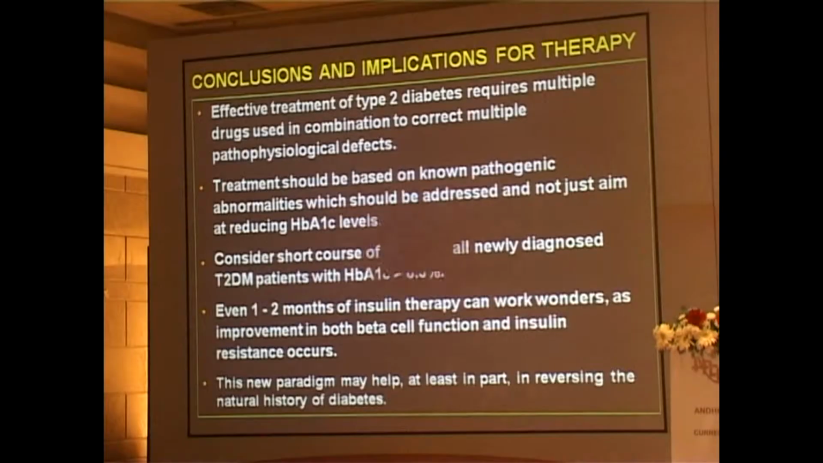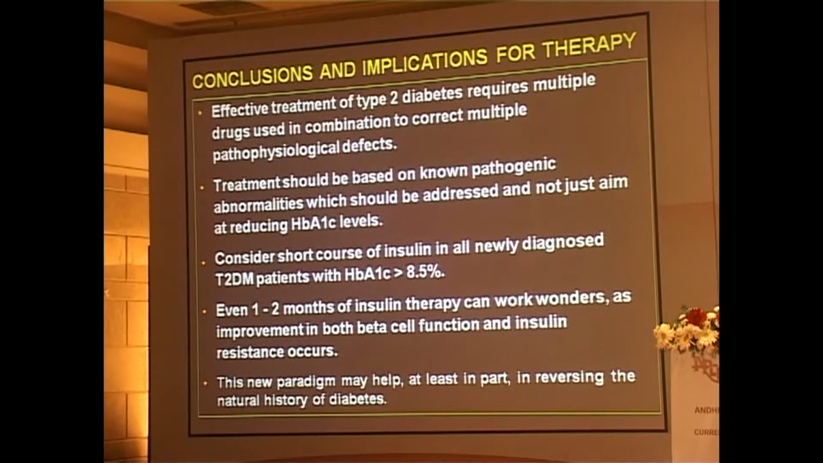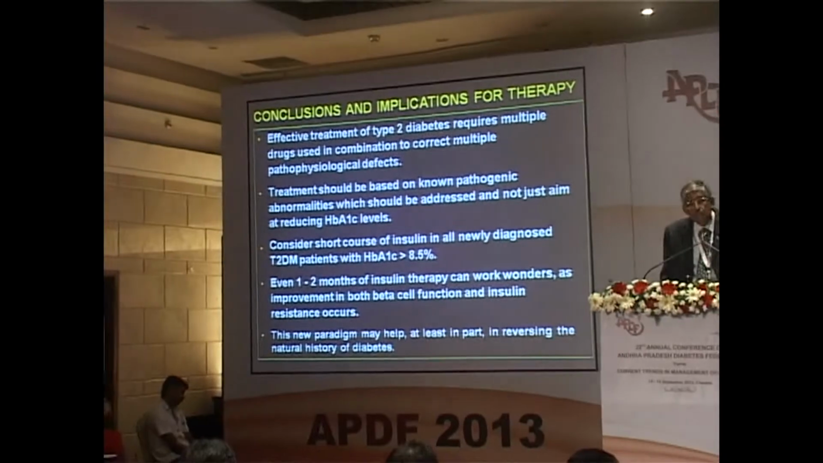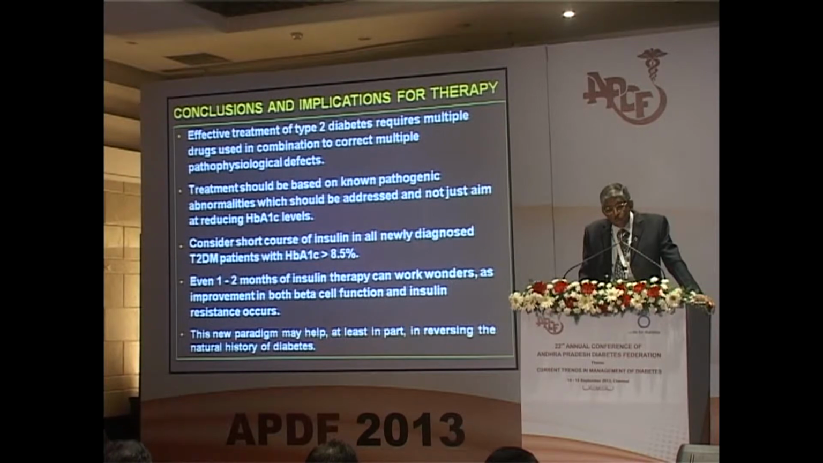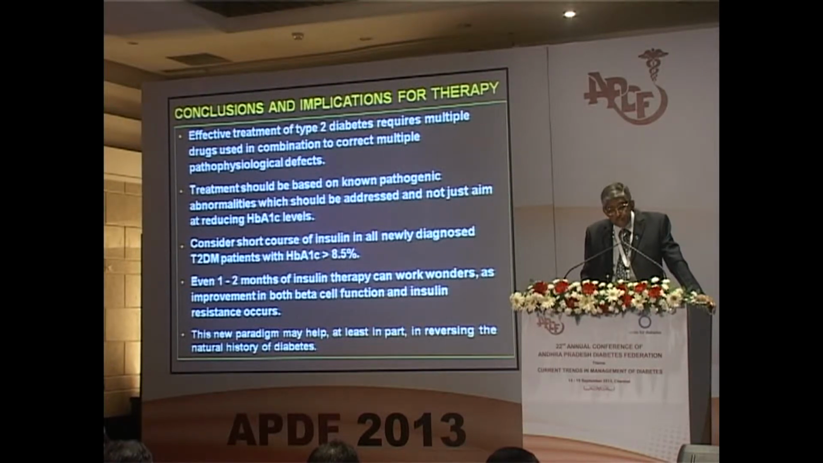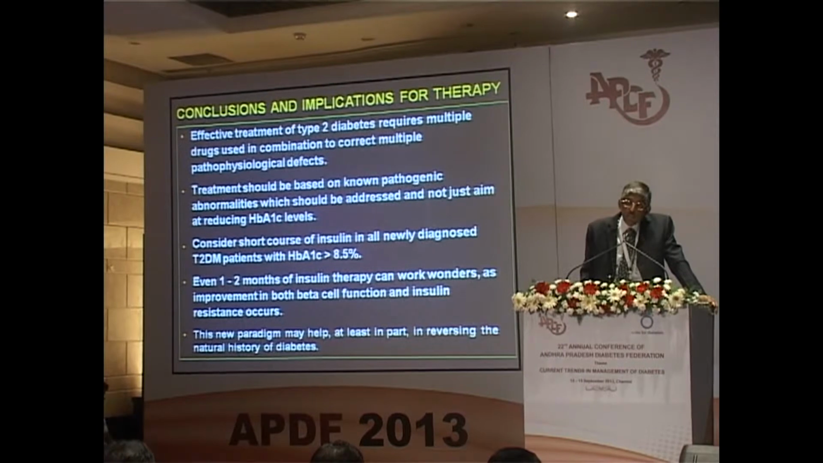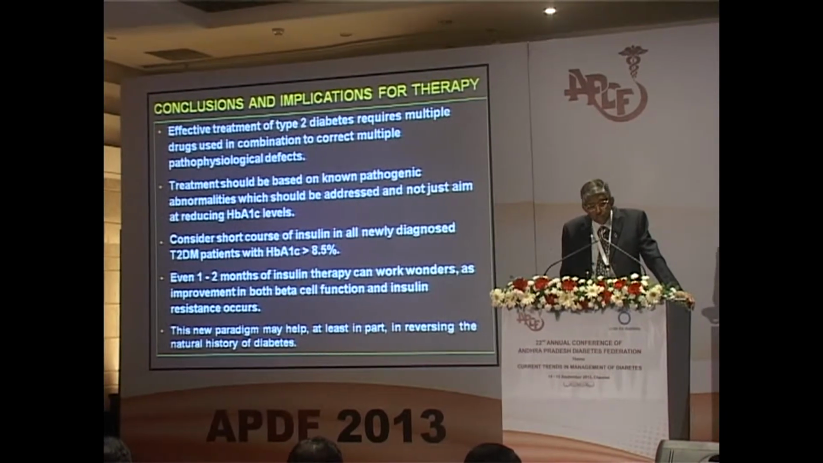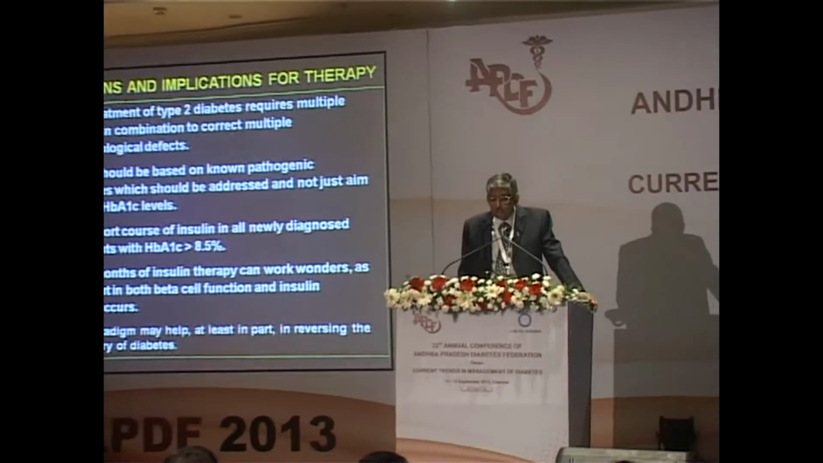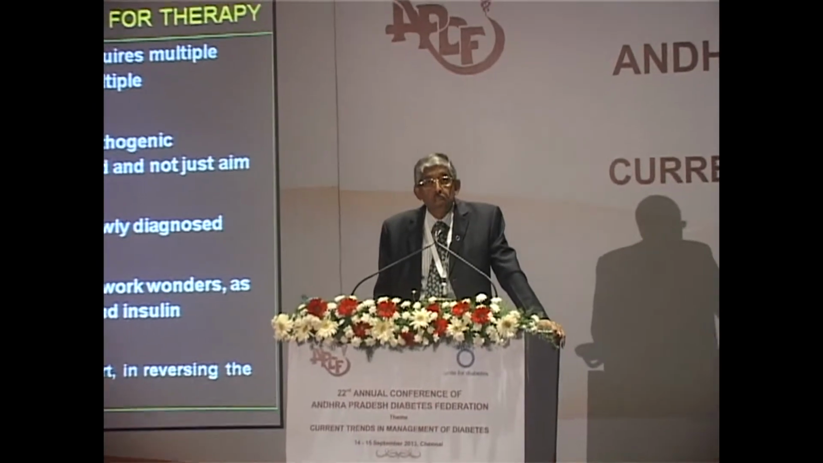Lancet concludes that there is a definite role for early and aggressive insulin treatment. So I'd like to conclude, ladies and gentlemen, by saying that effective treatment of type 2 diabetes requires multiple drugs used in combination to correct multiple pathophysiological defects. Treatment should be based on the known pathogenic abnormalities which should be addressed, and not just aim at reducing A1C levels. You should consider a short course of insulin in all newly diagnosed type 2 patients with A1C more than 8.5. Even 1 to 2 months of insulin therapy can work wonders, as improvement in both beta cell function and insulin resistance occurs. There's a lot of data for this, I've not shown you this. And this new paradigm may help, at least in part, in reversing the natural history of type 2 diabetes.